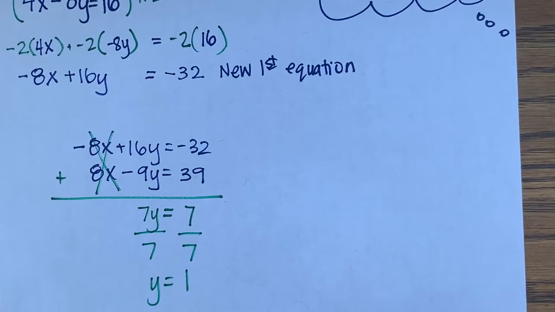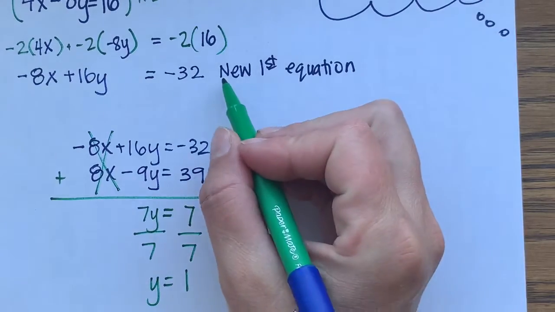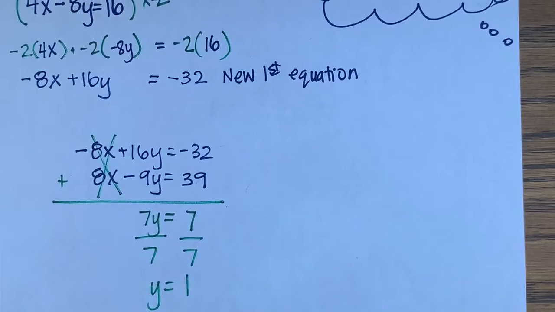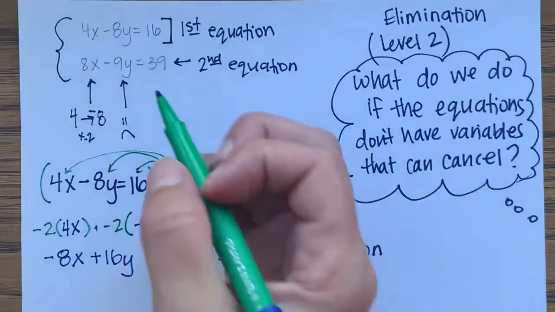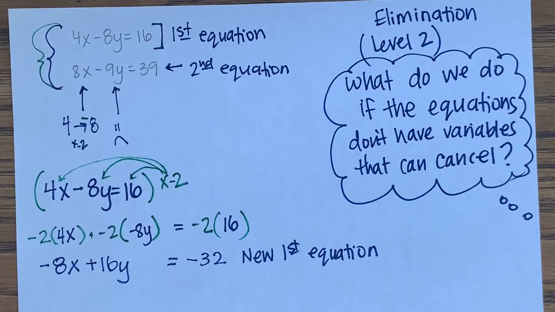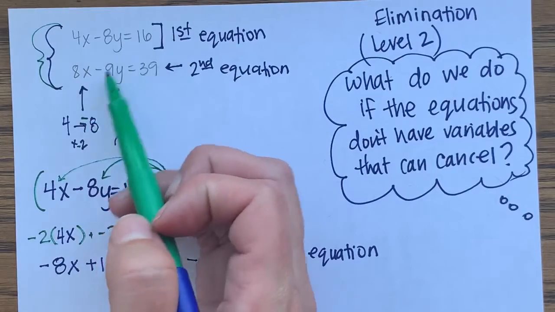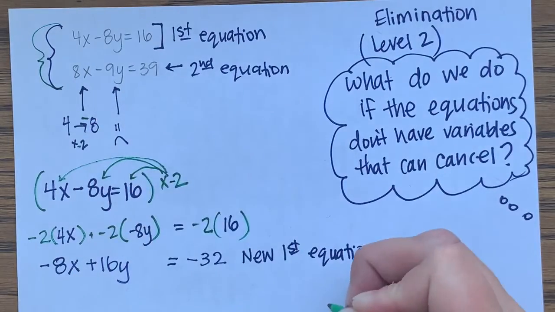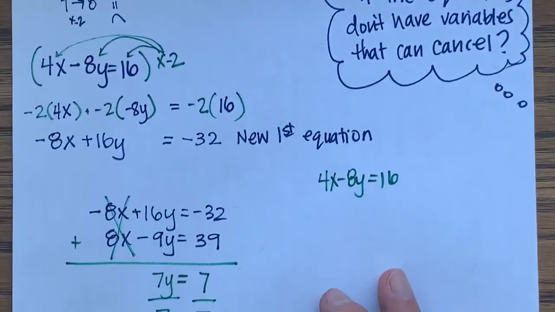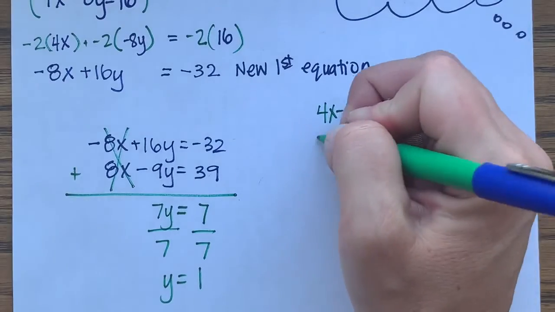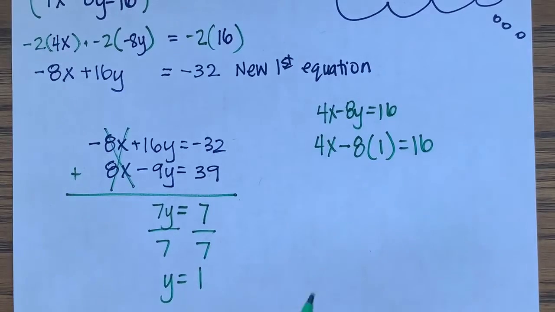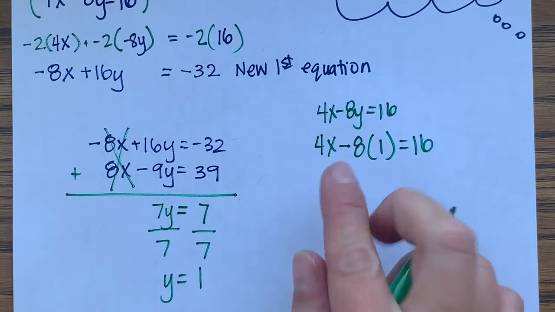Now, when I want to solve for x, it's tempting to go back to one of these first equations that you recreated. I try to always go back to my very original equations just to be safe. So looking at this, I think I like this first equation better than the second because of those big numbers. So I'm going to take my first equation the way it was designed to be, and I'm going to replace my y with 1 because that's what I found y to be.